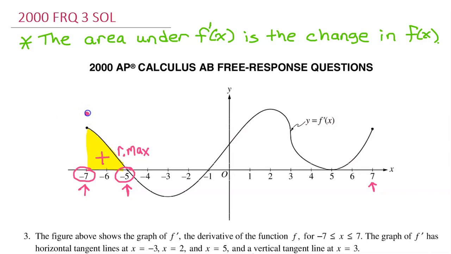Let's imagine that this dot represents the value of the original function at -7. And then we have this positive change in f of x, represented by this positive area. So if there's a positive change, that means that f of x will increase from -7 to -5. So that means that the value of the function at -5 is going to be greater than the value of the function at -7. So we can rule out -7 as a candidate.